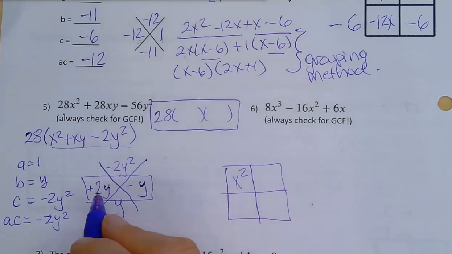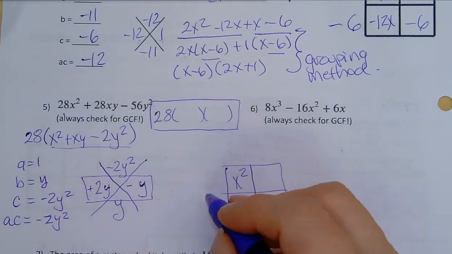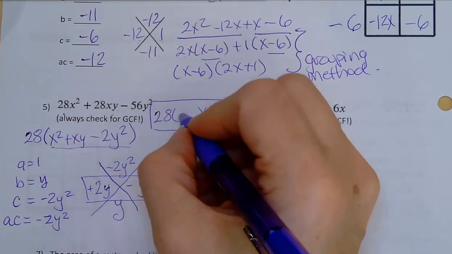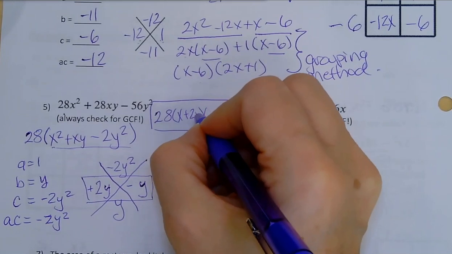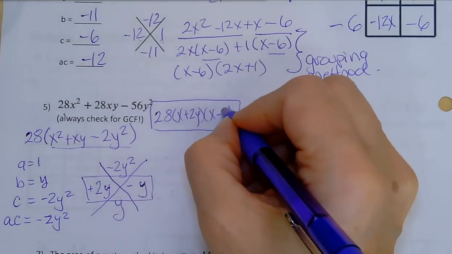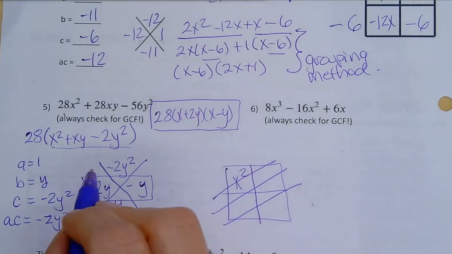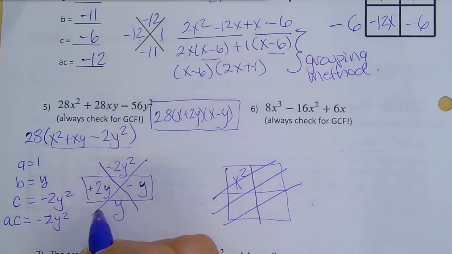Oh, actually, I don't even have to do my box, do I? Because my first leading coefficient is a 1. I can just plop this guy in, right? So this is going to be x plus 2y, and it's going to be x minus y. Okay, I didn't even need that. So let me also do it by grouping over here.